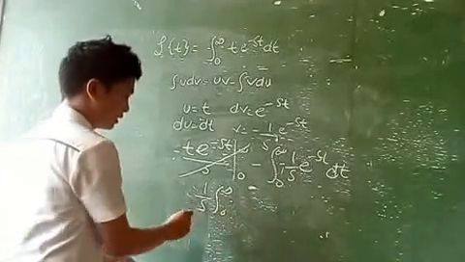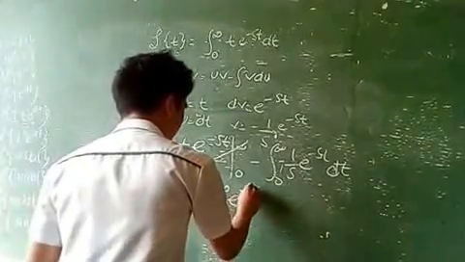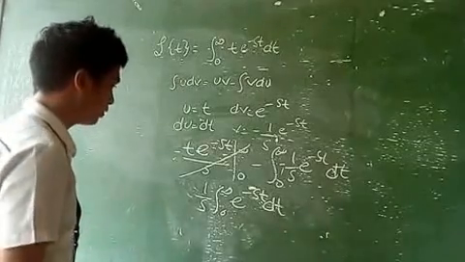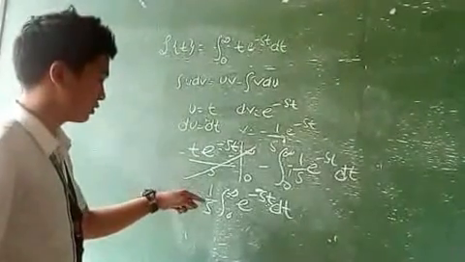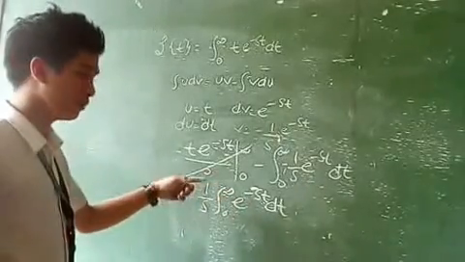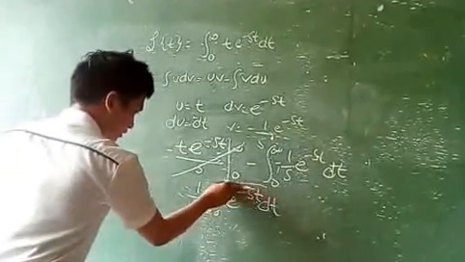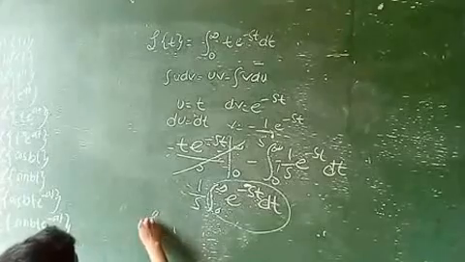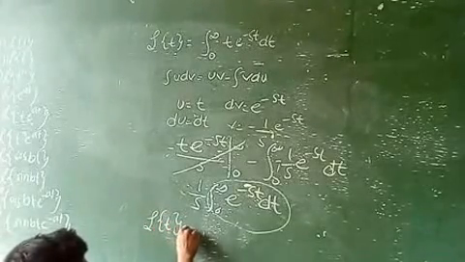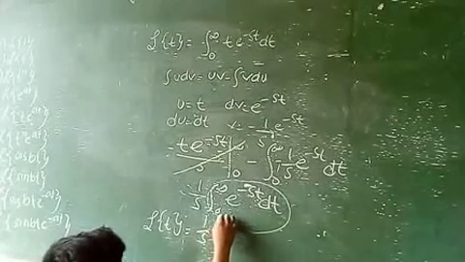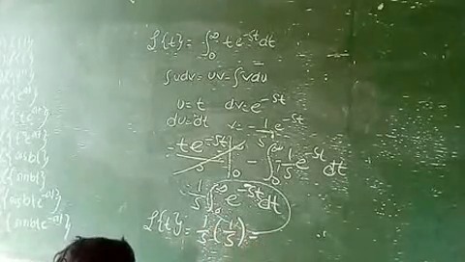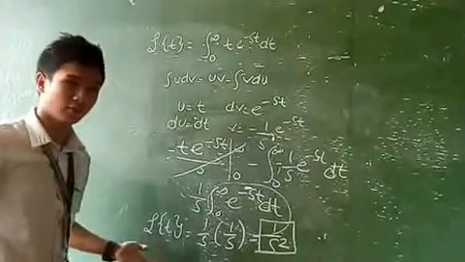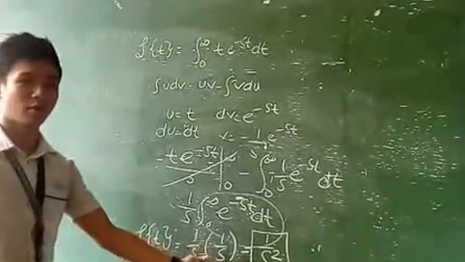This will become 1 over s times the integral of e raised to negative st dt from 0 to infinity. We already know that the integral of e raised to negative st dt from 0 to infinity is equal to 1 over s. So this will become 1 over s. So the Laplace transform of t will become 1 over s times 1 over s, which is equal to 1 over s squared. Here we solved that the Laplace transform of t is equal to 1 over s squared.